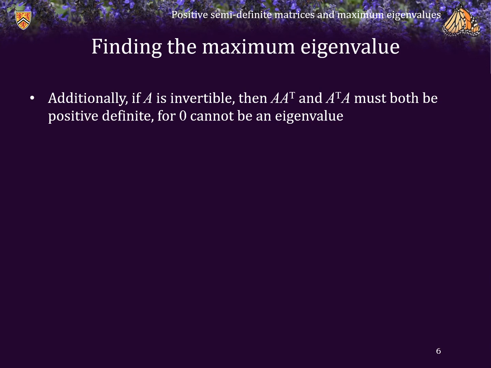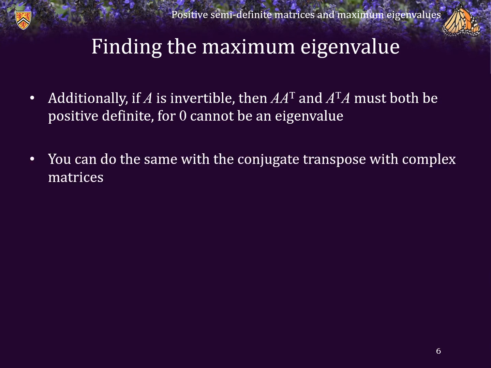Additionally, if A is invertible, then both A times A transpose and A transpose times A must be positive definite, for 0 cannot be an eigenvalue. Of course, this only applies if A is square. The nice thing is you can also do this with complex matrices, but you must instead use the conjugate transpose.